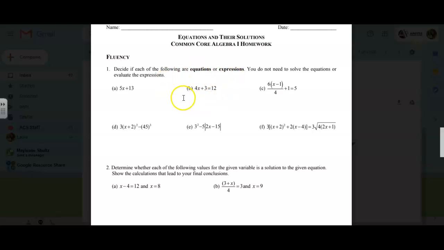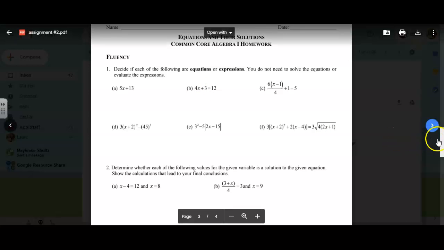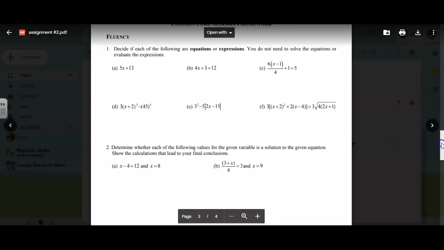On the other hand, we look at b, and that right there is an equation. It has that equal sign. We could solve for x. Okay, that's a good way to look at it. So now let's look down at number 2.